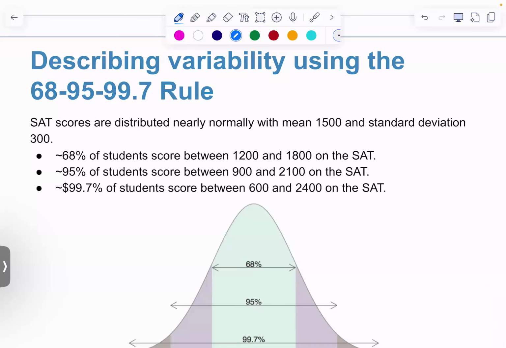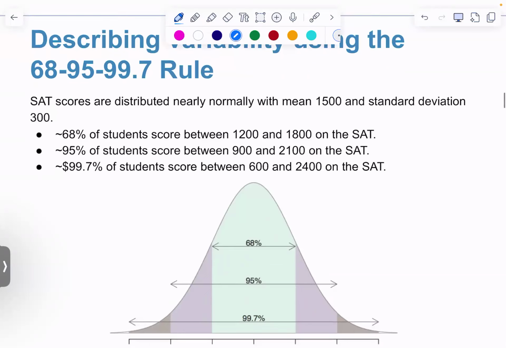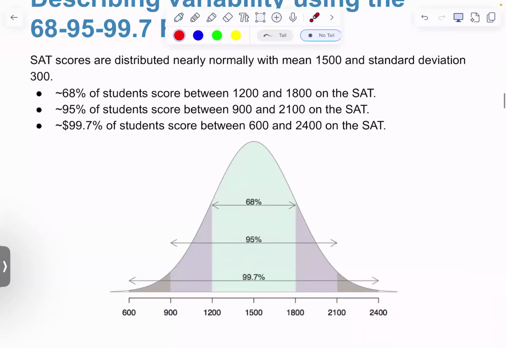You can map it back to values, kind of cutoff values. SAT scores, back to that, are distributed nearly normally with a mean of 1,500 and a standard deviation of 300. So if you move down one standard deviation and up one standard deviation from 1,500, you would find that roughly 68% of students score between 1,200 and 1,800. So it's just a quick way of finding cutoffs most of the time, but also probabilities.